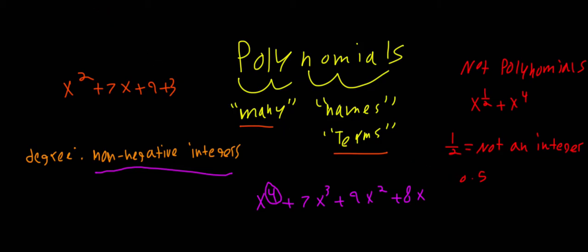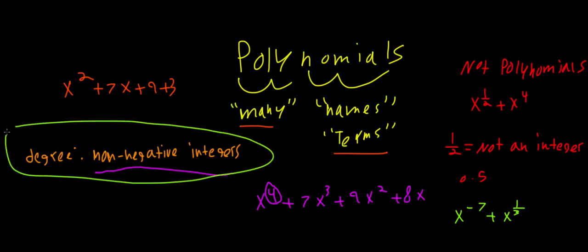Let's look at one more example. Let's say we have x to the -7th plus x to the 1/3. So this once again has many terms, but it does not meet this requirement right here. It has a term that is negative, and it has a term that is not an integer. So this right here is definitely not a polynomial. In the next video, we're going to be exploring more polynomials and how to utilize polynomials.